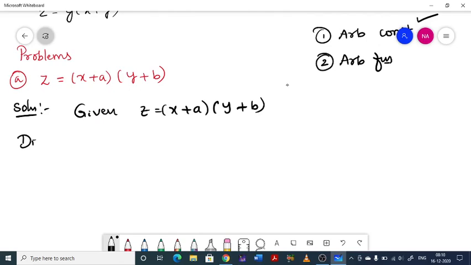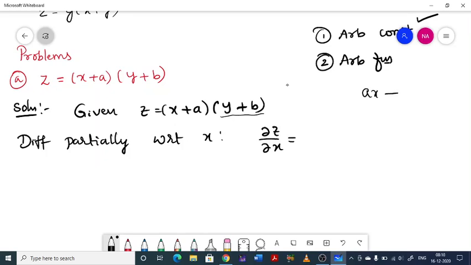So differentiating partially with respect to x, what do you get? Left hand side dou z by dou x equal to, while differentiating with respect to x partially, you have to treat y as constant. ಈಗ ಮೈಂಡ್ ಅಲ್ಲಿ ನಿಮಗೆ y constant ಅಂತ ಇರಬೇಕು. See, in this term you have y is constant, b is constant, so this y plus b will be constant. We know that if you have ax, its derivative will be a constant into derivative of x. ಹೌದಾ? So constant ಹಾಗೆ ಇರುತ್ತೆ. So y plus b you must have as it is.